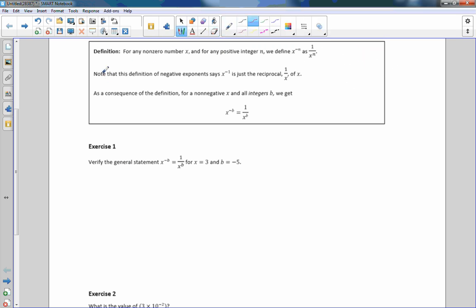All right, so continuing on, it says, note that this definition of negative exponent says that x to the negative 1 is just the reciprocal, 1 over x, of the original x. So that's the inverse or reciprocal. As a consequence of the definition, for a non-zero x and all integers b, we get x to the negative b equals 1 over x to the b. So all they did here was change n to b.